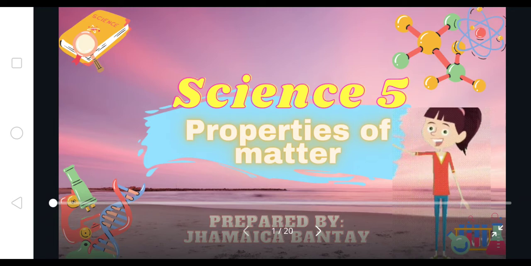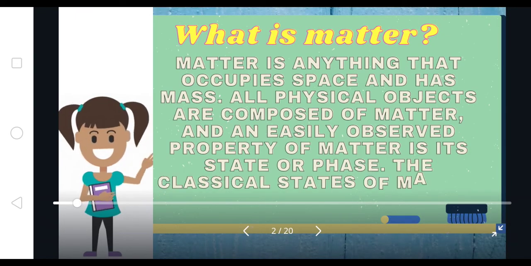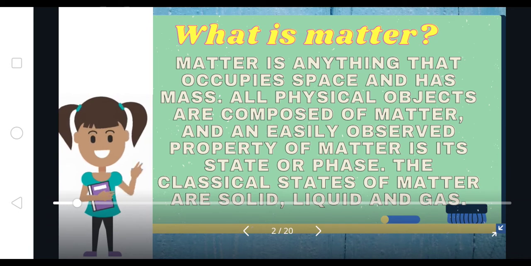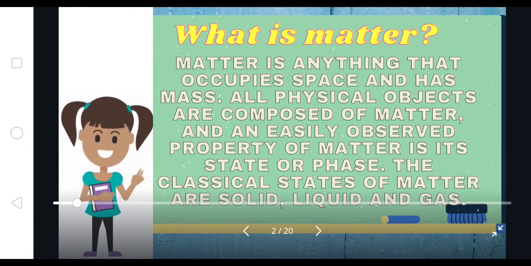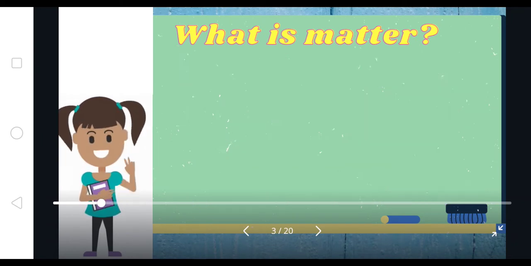For today's video, I will discuss the properties of matter. But before that, let's talk about matter. What is matter? Matter is anything that occupies space and has mass. All physical objects are composed of matter, and an easily observed property of matter is its state or phase. The classical states of matter are solid, liquid, and gas.